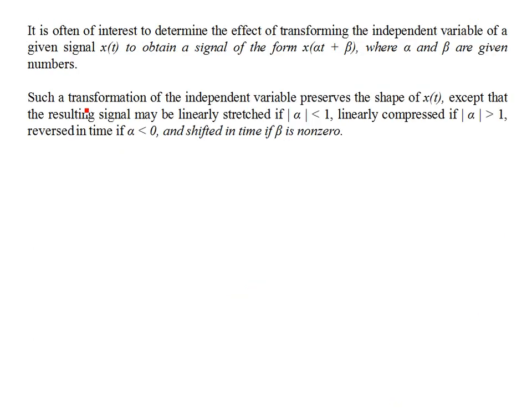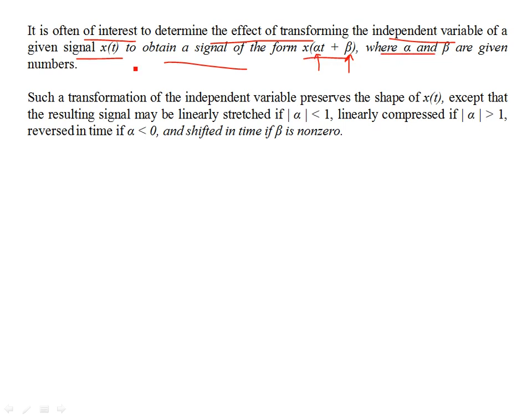Now if you consider arbitrary analytical transformation of the signal, which are often of interest to determine the effect of transforming the independent variable. So let's say for a given signal, you have to obtain a signal transformation of x(alpha t + beta). This becomes a combination of what we've talked before. For example, this alpha is going to give you the amount of compression the signal is going to undergo, and this beta is going to give you the amount of time shift. So it's the combination of both time shift and the compression.